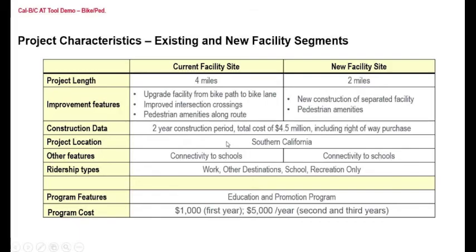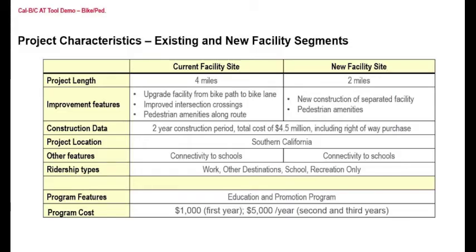Overall, it's going to take 2 years to construct this project at a cost of $4.5 million. And this project is going to be located in Southern California, provide connectivity to schools. And there's also an educational non-infrastructure program associated with a media campaign. As you can see, there are a lot of components to this project.